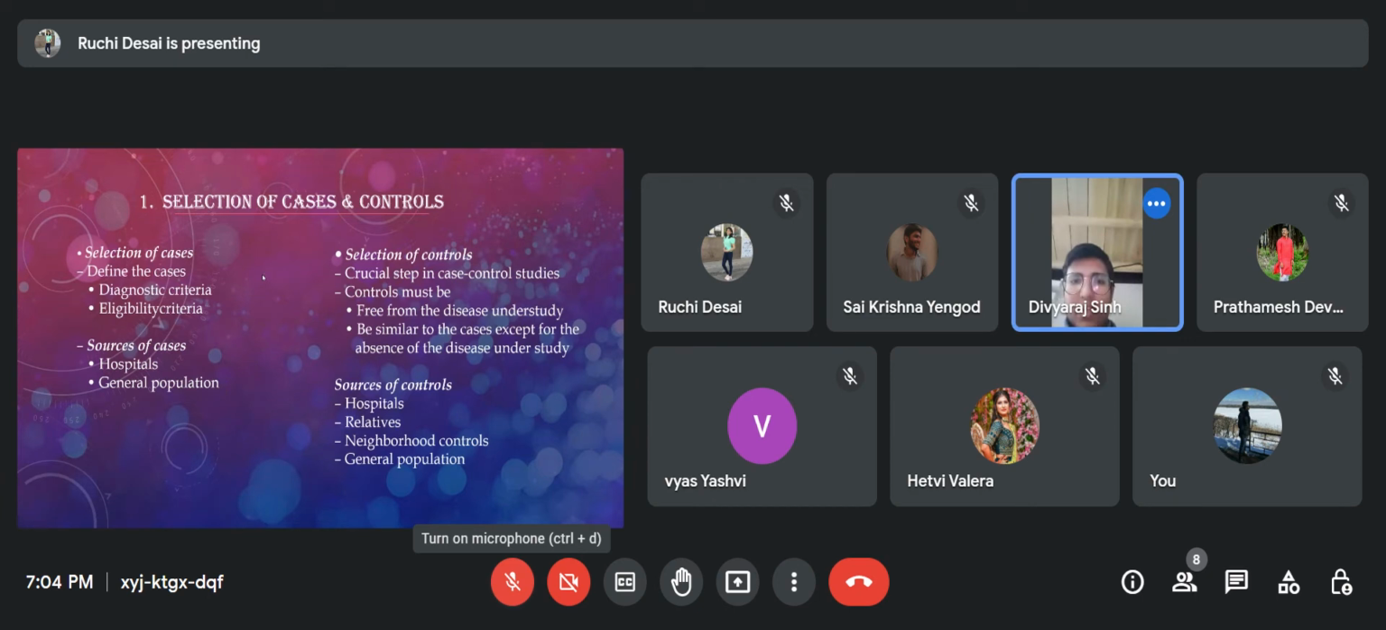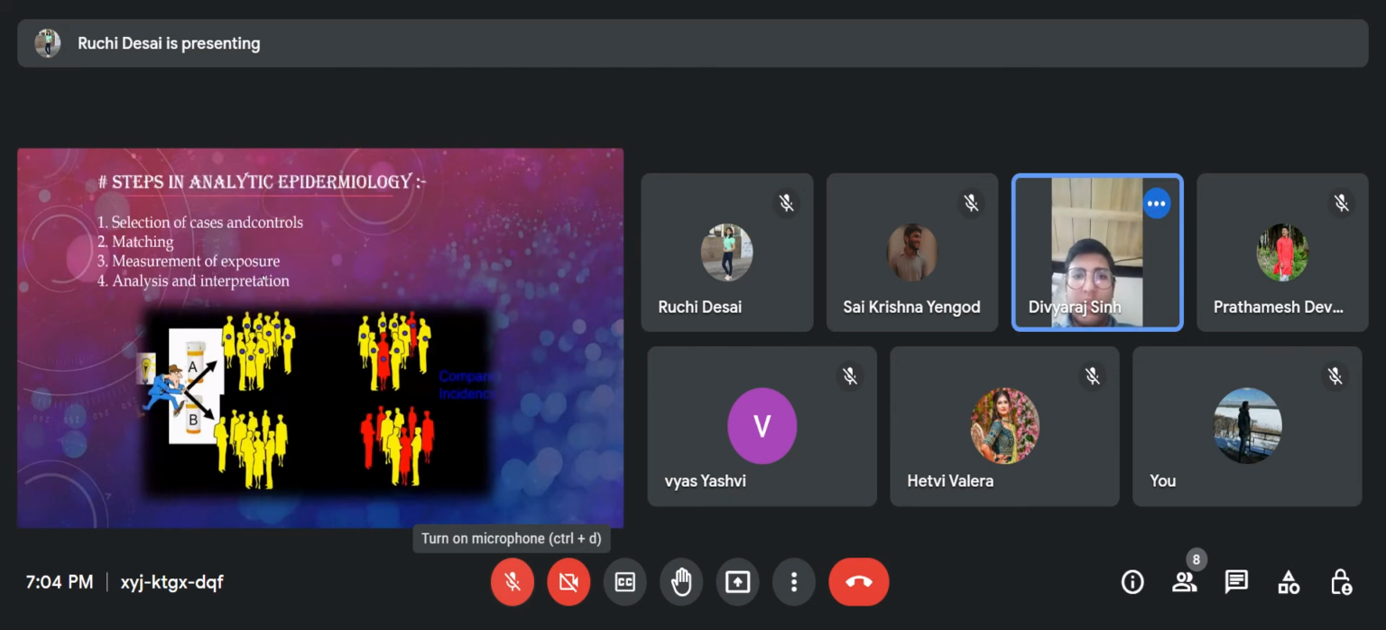Analytical epidemiology. First, selection of cases and controls. Second, matching. Third, measurement of exposure. Fourth, analysis and interpretation.